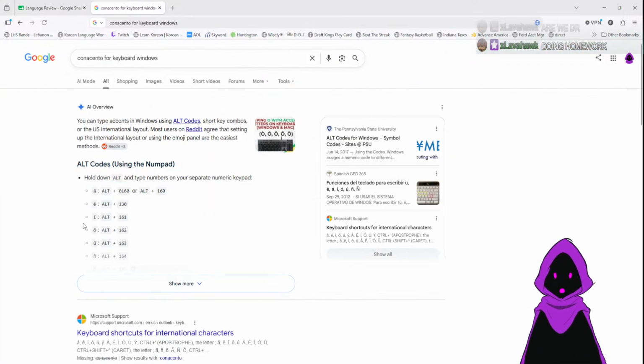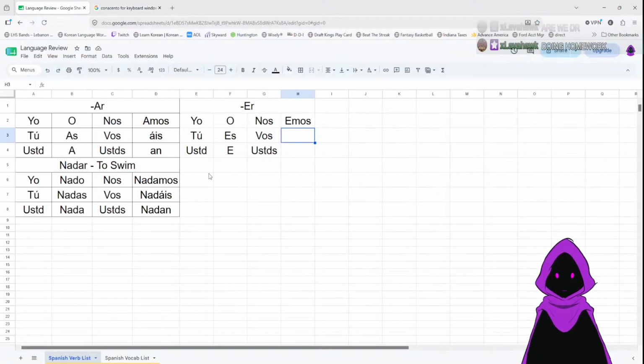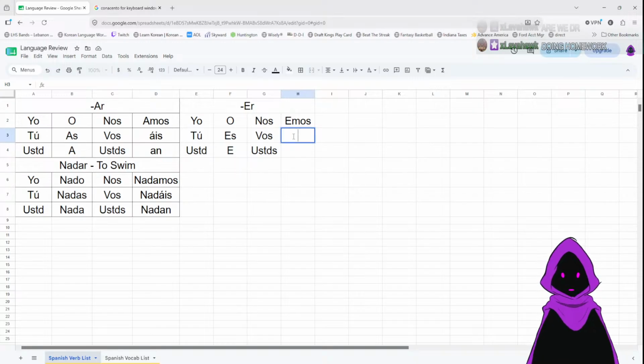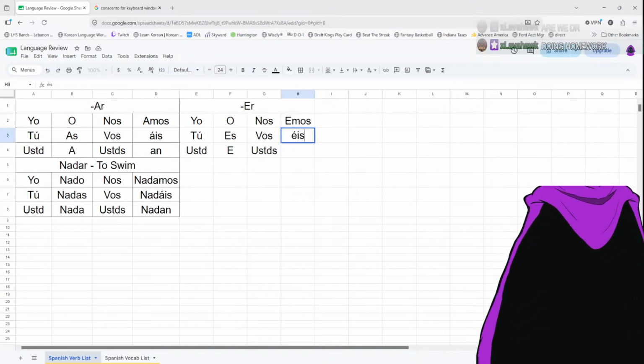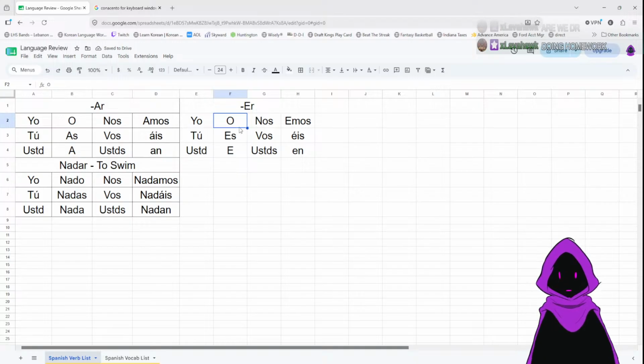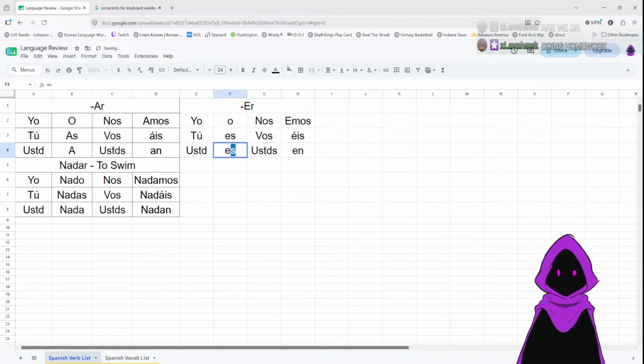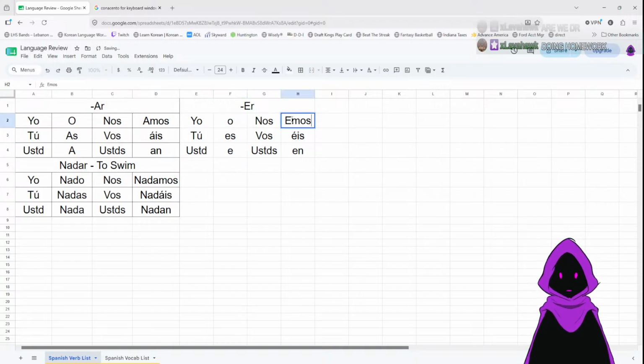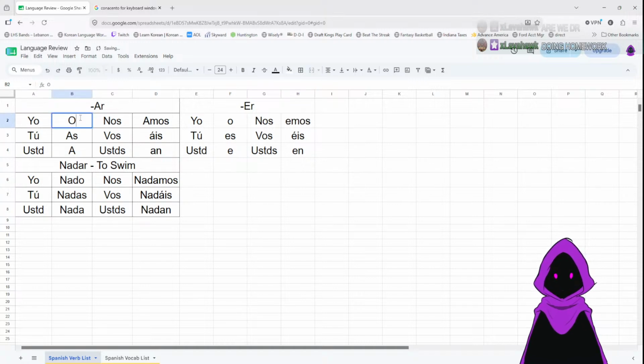What's é? What's 130? 130. Oh, I need text. Type 130. Éis. And en. I'm going to lowercase all of it real quick for uniformity. All right, there we go.